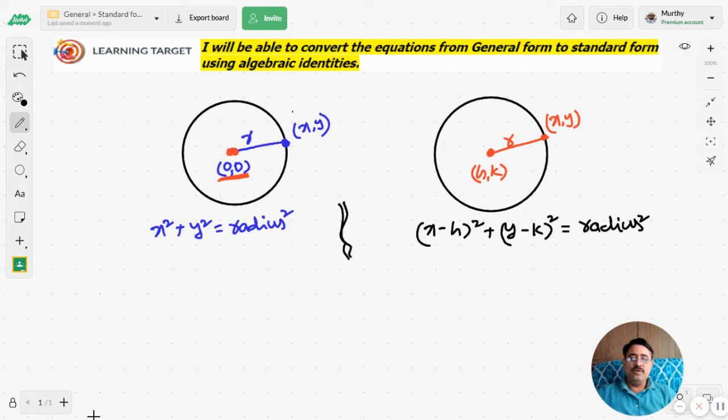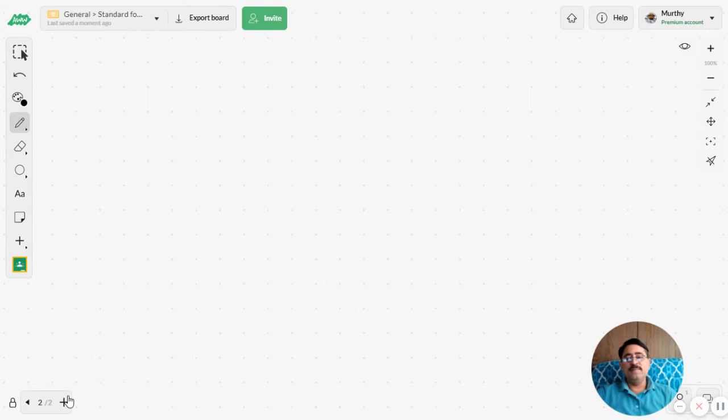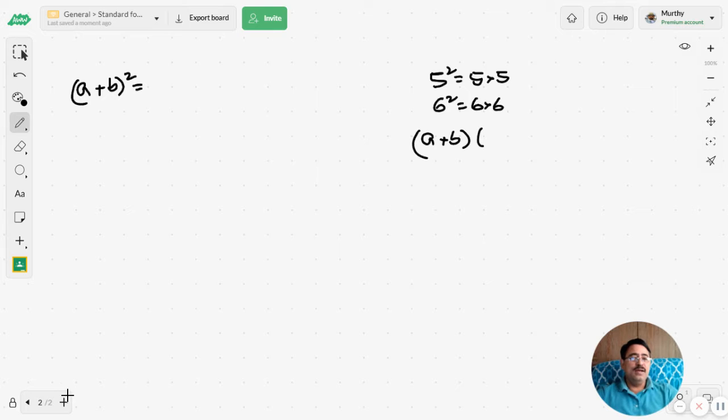But before that, I would like to take some algebraic identities. You know, if you are taking a plus b whole square, actually a plus b whole square means, suppose if you are given say 5 square, we write 5 times 5, 6 square, 6 times 6, and so on. Therefore, a plus b whole square means it is a plus b multiplied by a plus b. Anyhow, I'll write the end result here.